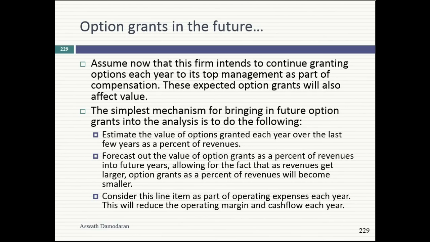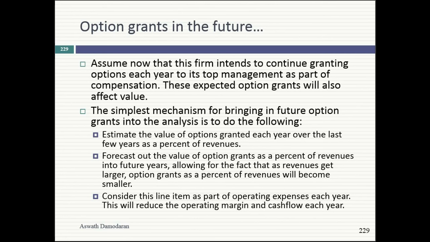So if I expect you to keep granting options in the future, what should I do? I should have a line item, maybe you can even keep it separate, for option expenses as a percentage of revenues. And that's why if I valued Cisco, that's what I would do. Going into the future, 1% of revenue set aside every year. I'm going to treat it like any other expense, and my earnings every year will then be after that option expense, which means I'm going to put a double whammy on my valuation of Cisco.